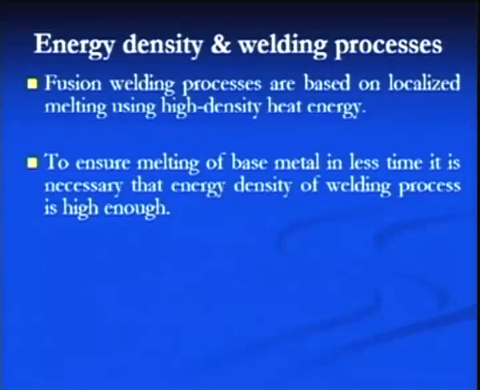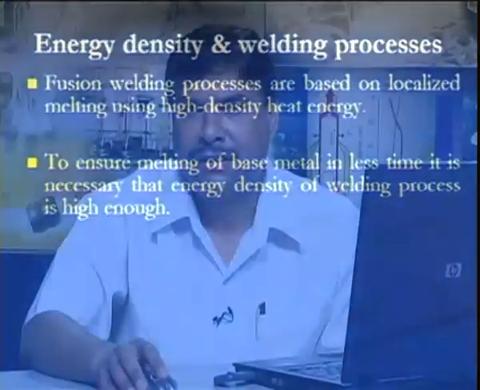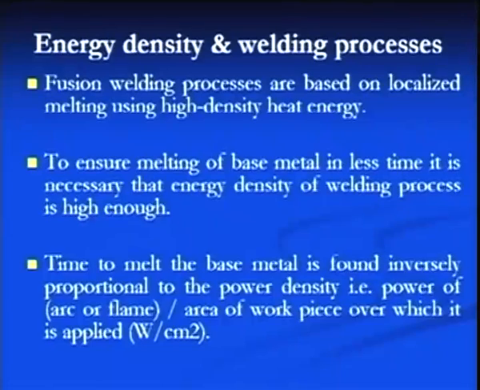If the energy density of a welding process is not high enough, then whatever heat is supplied is transferred away from the faying surfaces, and the material is not brought to the molten state. The time to melt the base metal is inversely proportional to the power density of the heat source being used, that is the power of the arc or flame divided by the area of the workpiece over which heat is applied, normally expressed in watt per centimeter square.